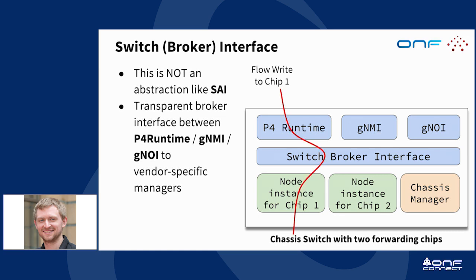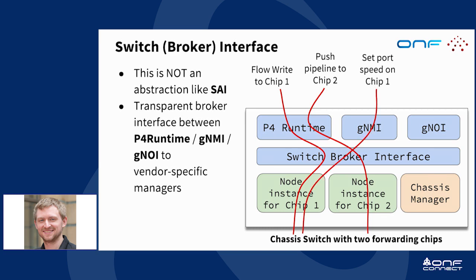So things you could expect. Flow write to chip 1 would come into P4 runtime. P4 runtime would realize this is targeted at device 1 or chip 1. And then the switch broker interface would basically pass this message down to the node implementation for chip 1. If you had a new pipeline for chip 2, P4 runtime would receive the new pipeline, and then using the device ID in P4 runtime, we'd target it at the appropriate ASIC. If we want to set a new port speed on chip 1, GNMI would use the switch broker interface to route this to the appropriate place. And if we wanted to restart the chassis, that would be done accordingly.